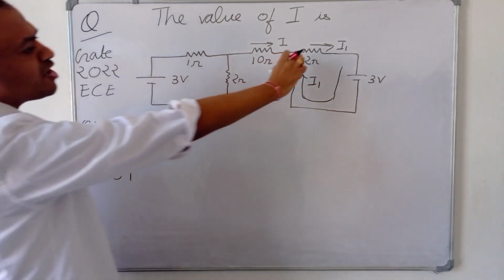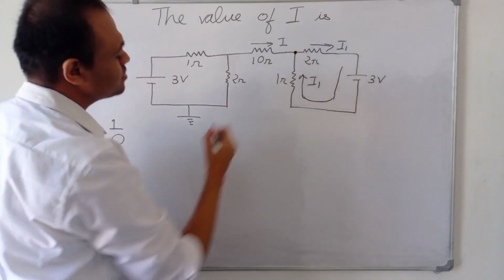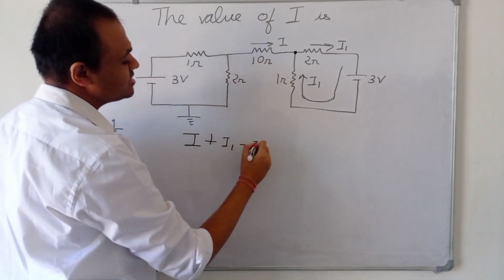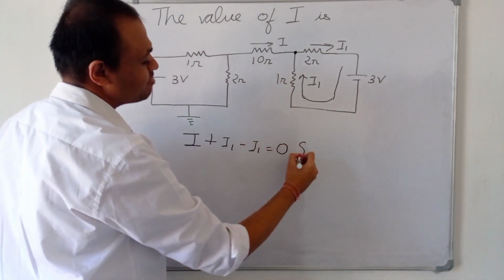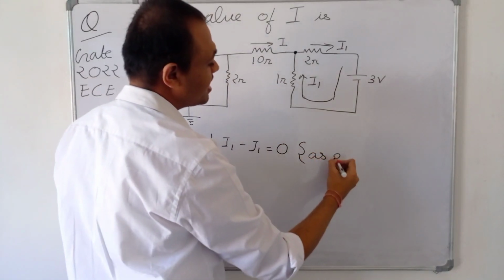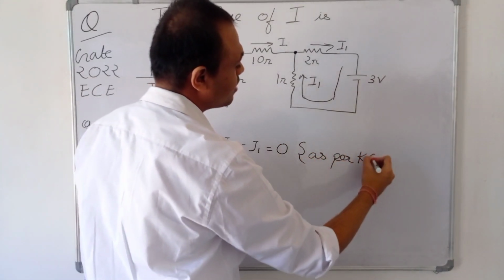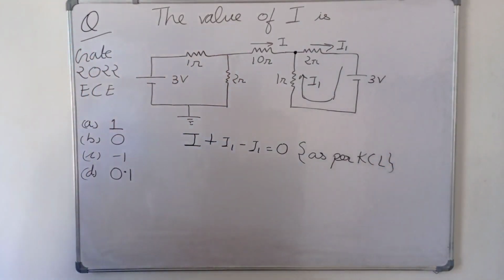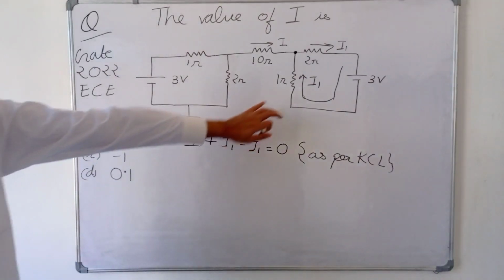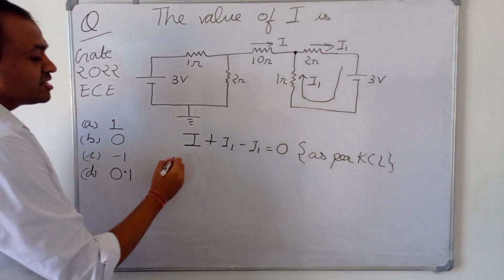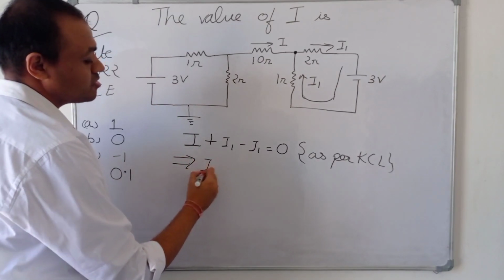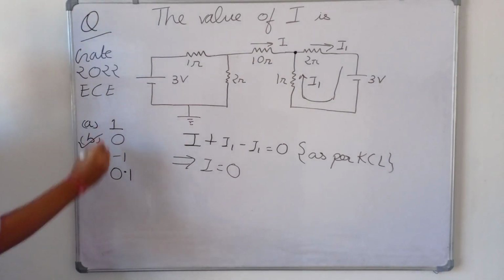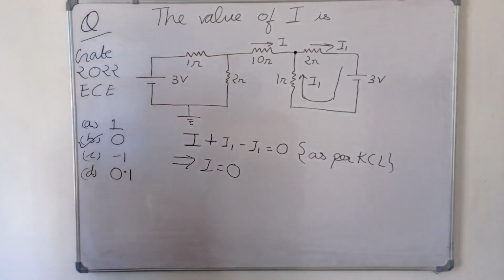Because even if you apply Kirchhoff's current law at this node, then what you get? I plus I1 minus I1 equal to 0 as per KCL, because the incoming current must be equal to the outgoing current, or we can say that the total sum of currents at any node is 0. So I plus I1 minus I1 will be equal to 0. This will give me I equal to 0. So I equal to 0 is the correct option.